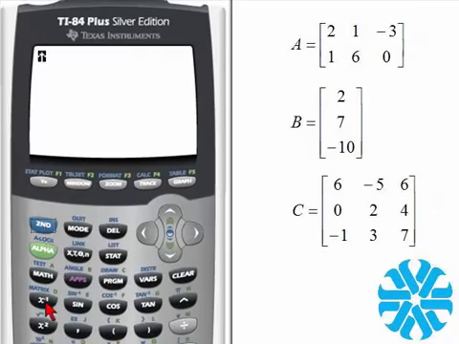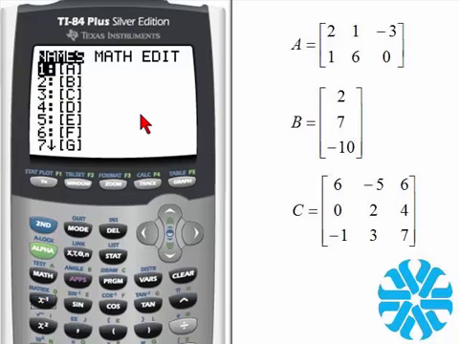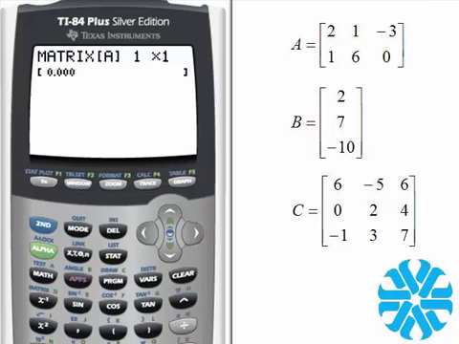Go to second function and matrix, and right now we have no matrices entered at all into memory. So we need to go to Edit and select Enter for matrix A. So the dimensions of this matrix is a 2 by 3, 2 rows by 3 columns. Select Enter. Let's input these values. Remember to select Enter after inputting each cell.